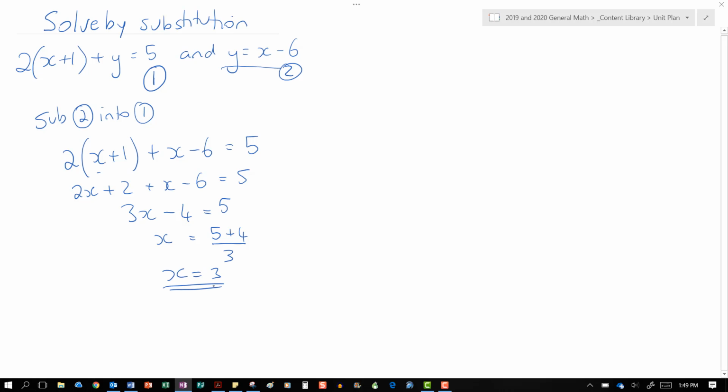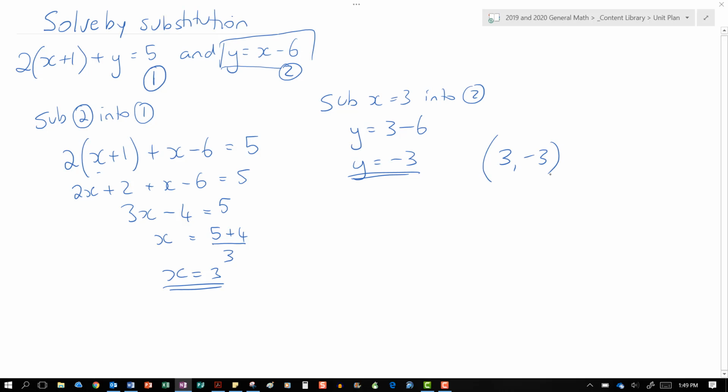Now that we know x equals 3, we can use one of the equations above to find out what y equals. Now the easiest one to do that in is equation 2. So our next step is to sub x equals 3 into equation 2. So y is equal to, now it's x take 6, but we already know what x is, it's 3. So 3 take 6, so y will be equal to negative 3. So our solution on a graph would be the point 3, negative 3.